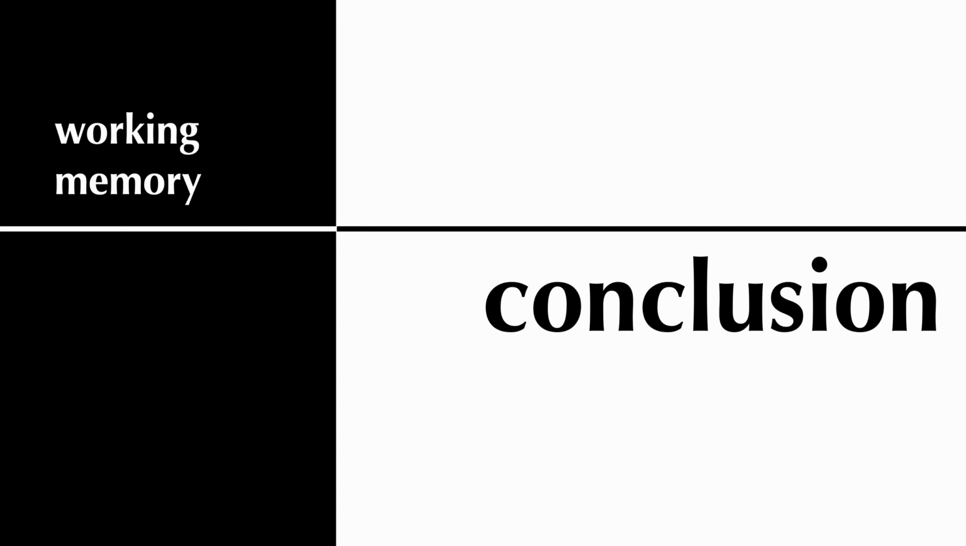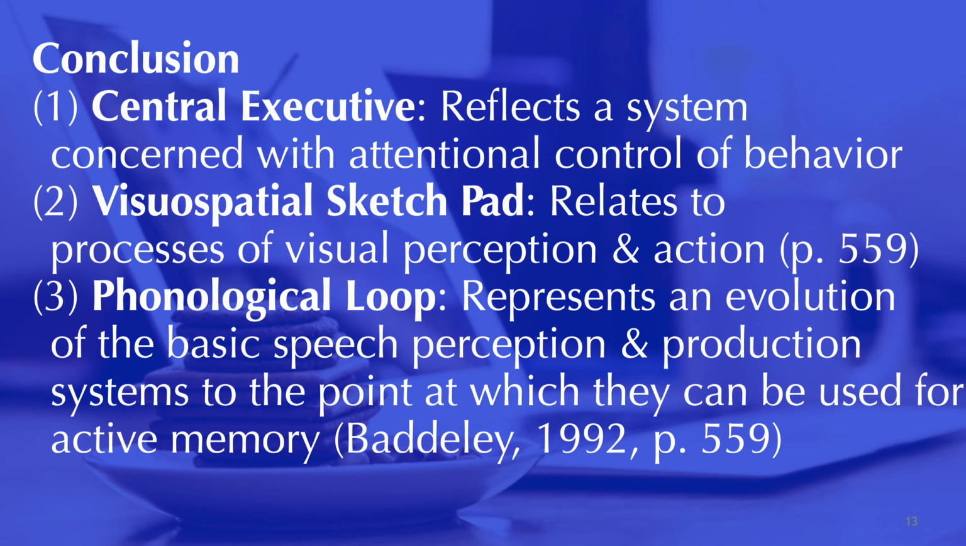Let's go over a couple conclusions to sum up all of this. These are the three main subsystems. Central executive, it reflects a system concerned with the attentional control of behavior. So it's more about behavior control. Visuospatial, it relates to processes of visual perception and action. And finally, three, phonological loop, represents an evolution of the basic speech perception and production systems to the point at which they can be used for active memory.